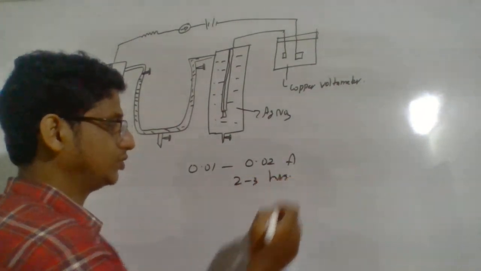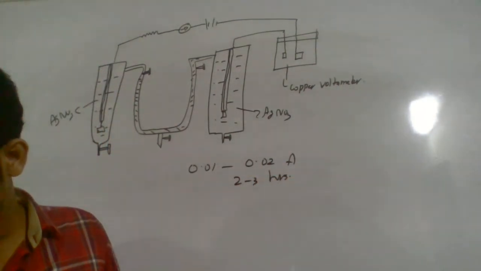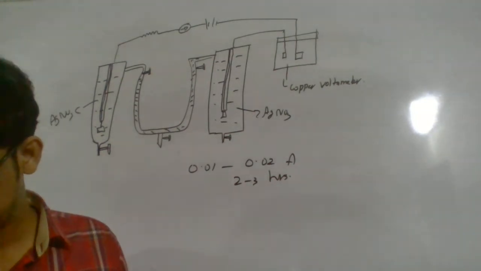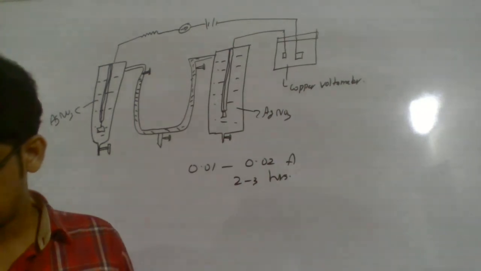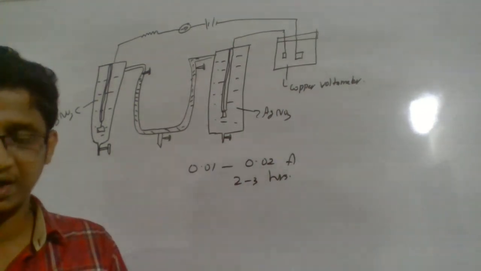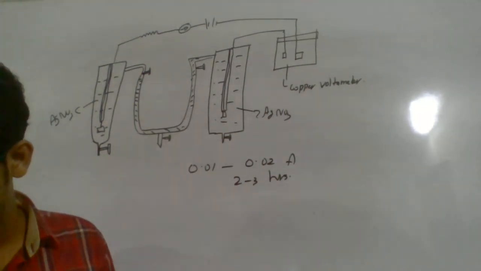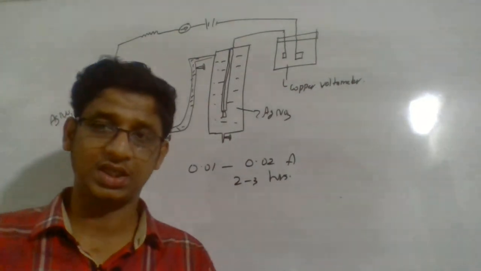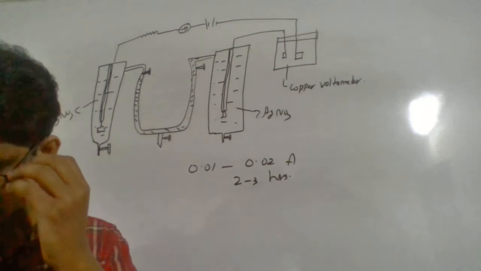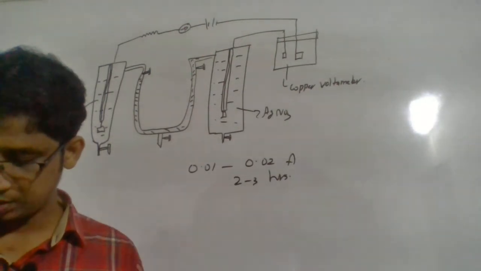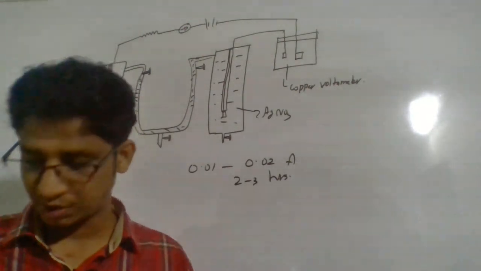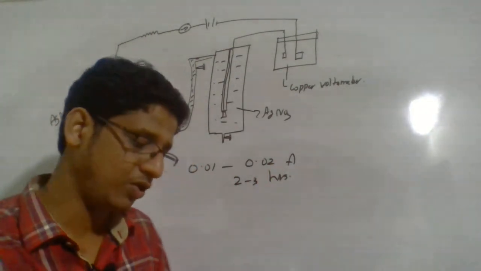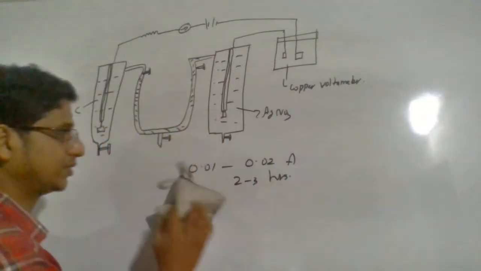Current is passed through, and you can see the substance, or cation, moving to the cathode, and the anion moves to the anode. In a copper voltameter you can see the copper start depositing once the electrolysis is carried out. Once the current stops, the deposition also stops. So these are the theories we know. Now let us discuss how we can calculate the transport number.